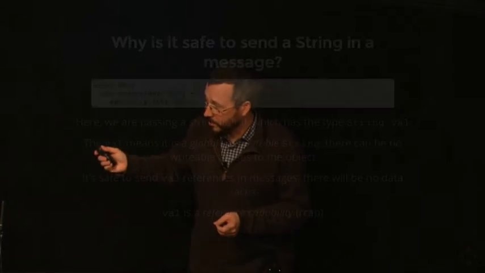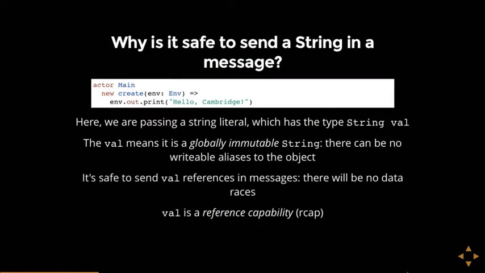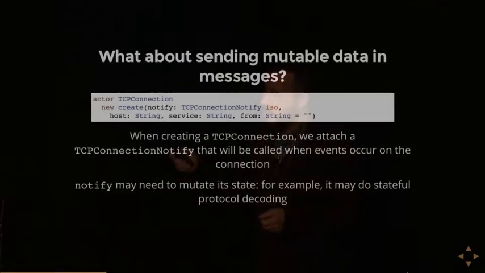So, why is it safe to send a string? Because it's immutable, right? It's a globally immutable string literal. In this case, that's val. The type of it is string val. And it's safe to send those because there are no data races on immutable data. That's great. But we want to be able to send mutable data.